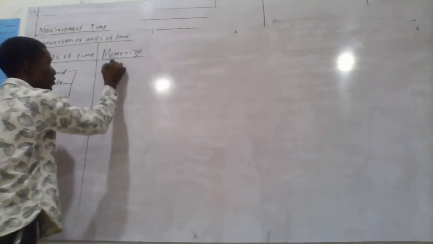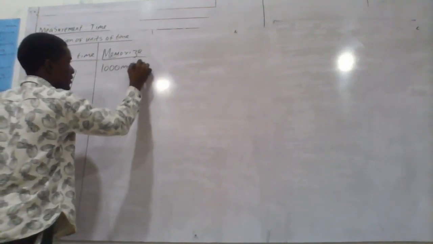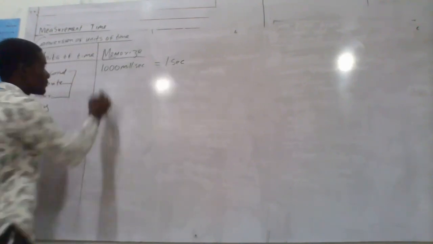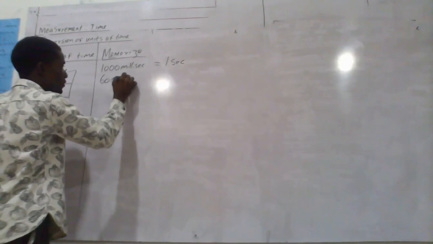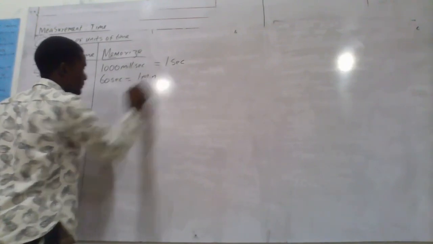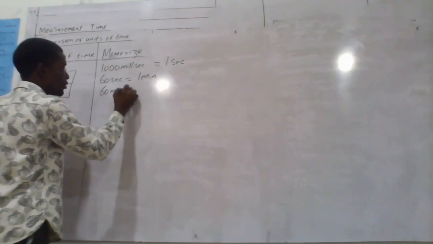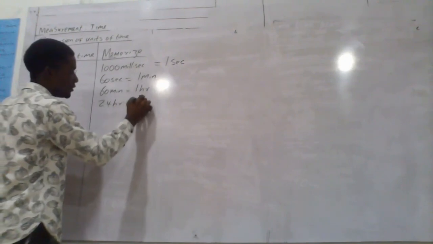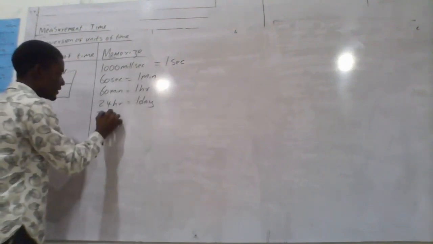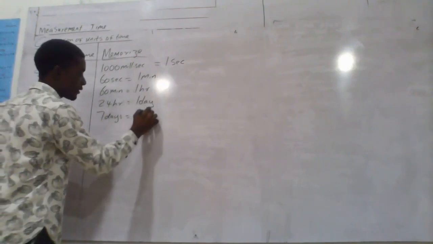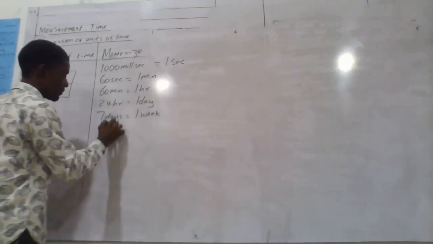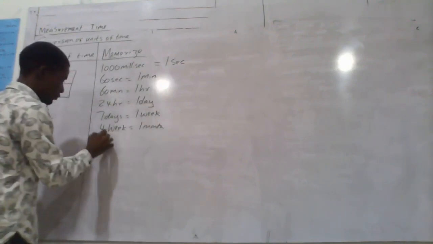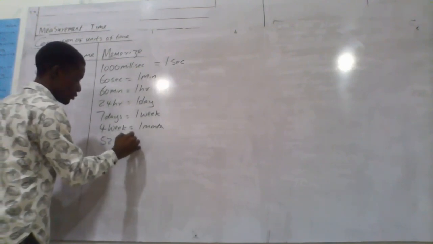We recall that 100 milliseconds, I'm going to abbreviate. 100 milliseconds equals to what? 1 second. And 60 seconds equals to 1 minute. 60 minutes equals to 1 hour. 24 hours equals to 1 day. 7 days equals to 1 week. 4 weeks equals to 1 month. 52 weeks equals to 1 year.